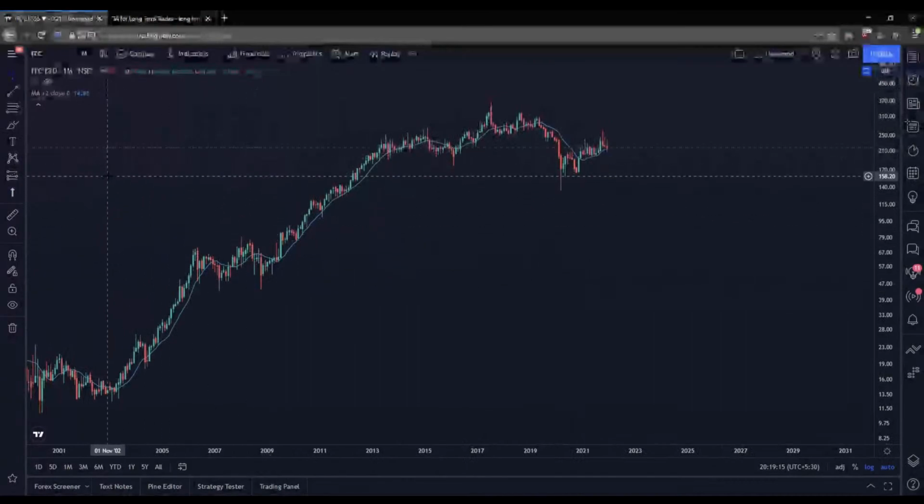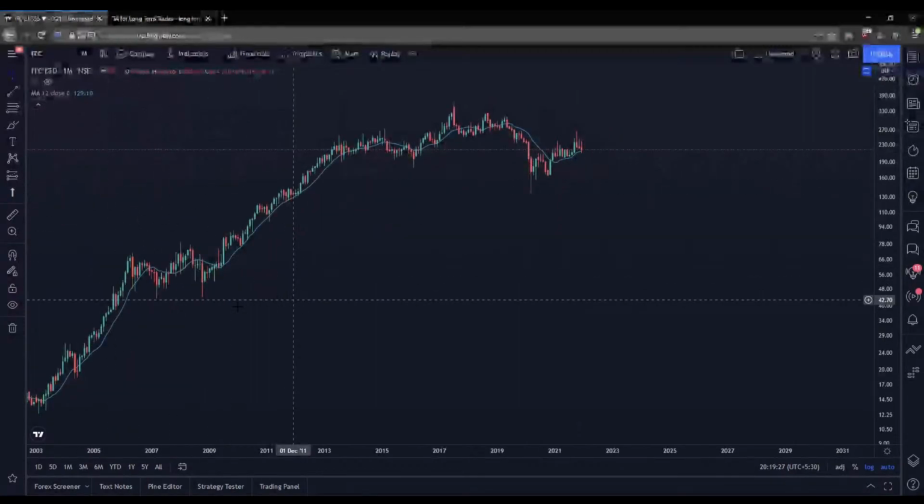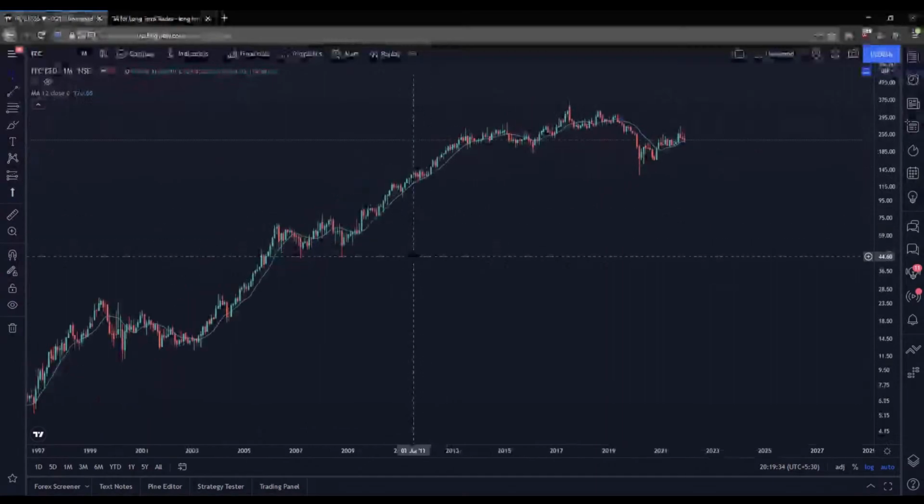One of the uses of moving average is also to know what the primary trend of the market is. Usually, people use a 200-day or 250-day daily moving average. In my case, it's just a 12-month moving average because we are on a monthly chart.